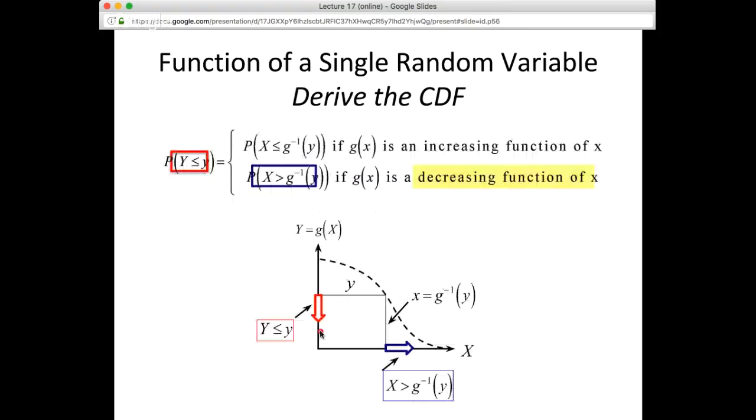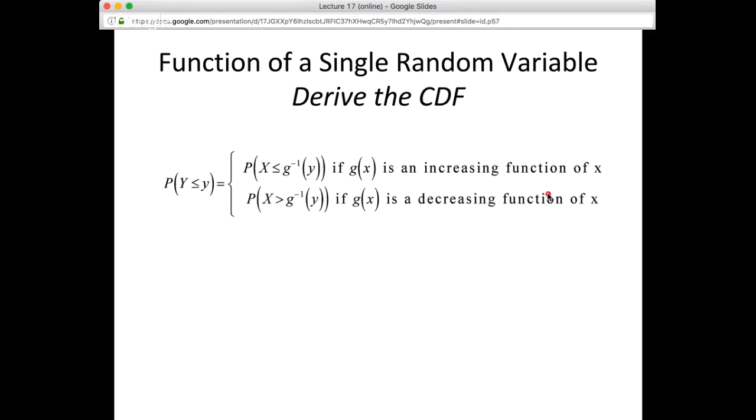Sorry, it's a little bit offset. So in that case, the probability that the random variable y is less than or equal to little y is going to be equal to the probability that the random variable x is larger than g inverse of y. And that again applies if g of x is a decreasing function of x.